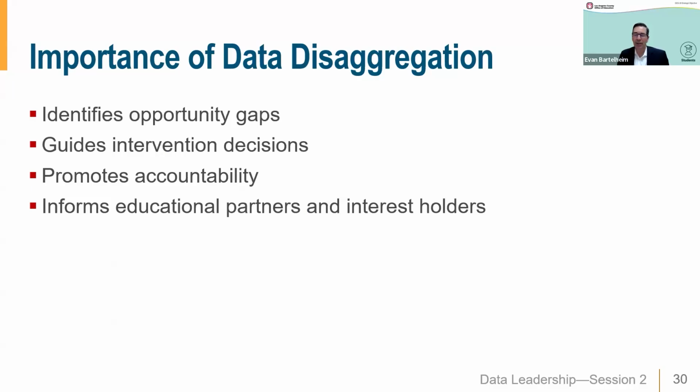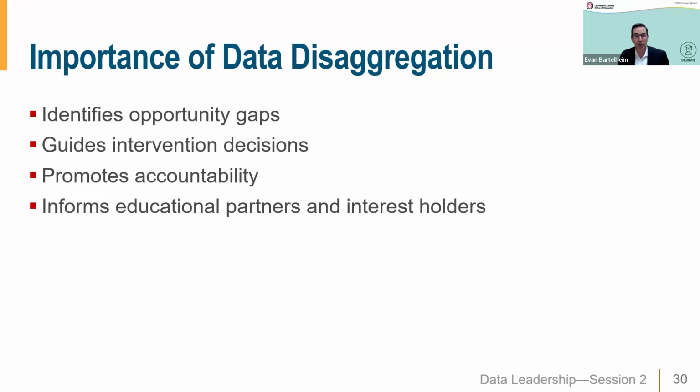So much data can be generated from the use of multiple measures, and making sense of the data can be really challenging. One approach that's important to consider is how the data can be disaggregated to provide the most useful information for local decision making. Disaggregating data accomplishes the following. It identifies opportunity gaps that may exist in our systems. That's first and foremost.